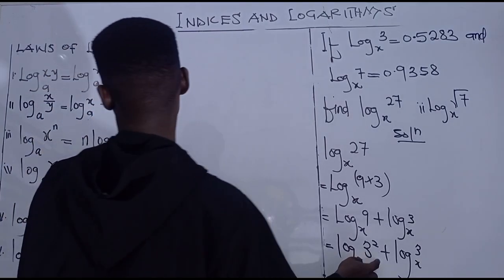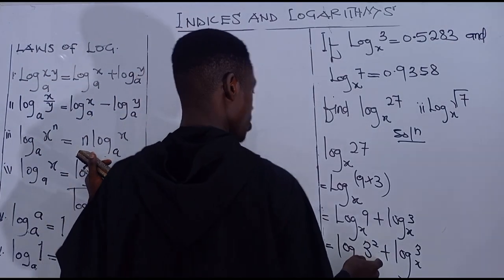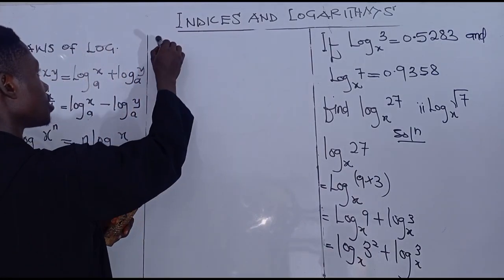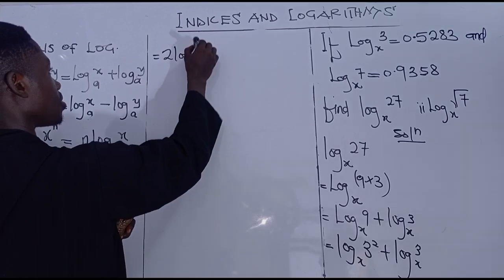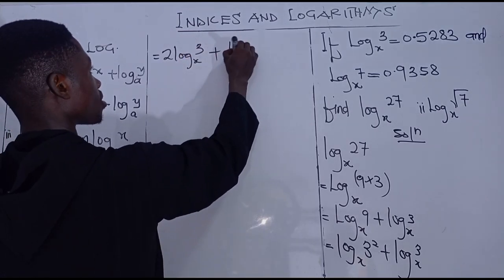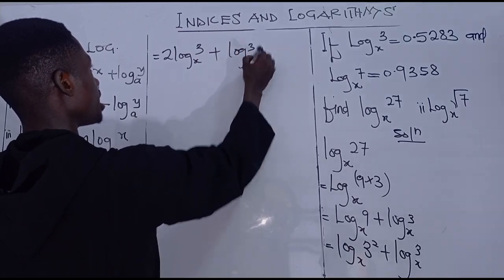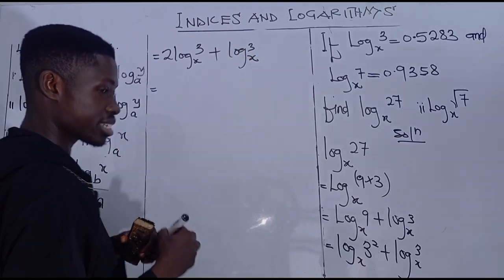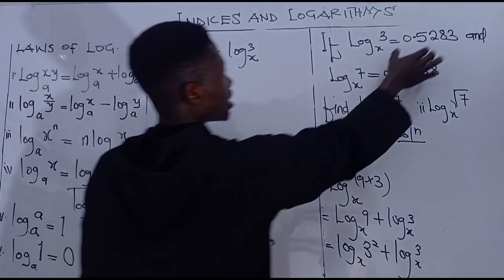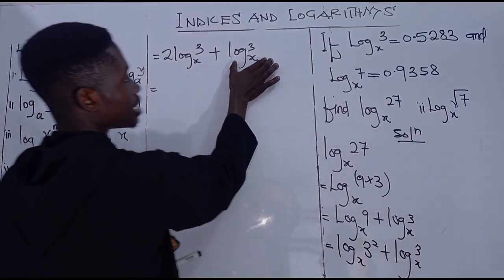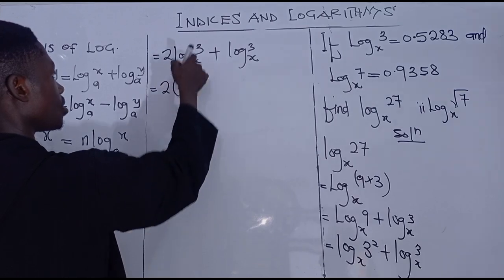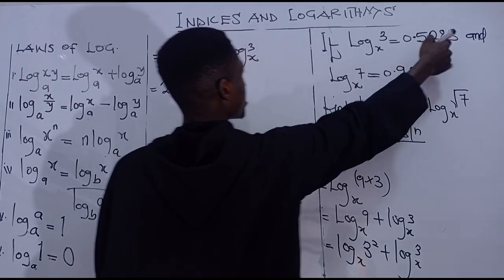So applying the power law for this, which is this particular law, the power will come in front and multiply the log. So you have 2 multiplying log of 3 to the base of x, and then plus log of 3 to the base of x. So the rest is just substitution as we said earlier. You are just going to substitute this in place of that, and then this in place of that. So we have 2 log of 3 to the base of x. We are having this number.